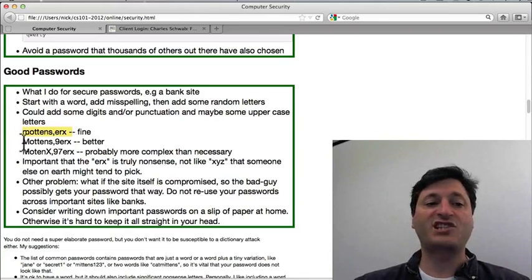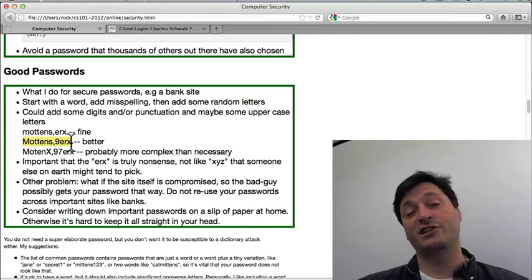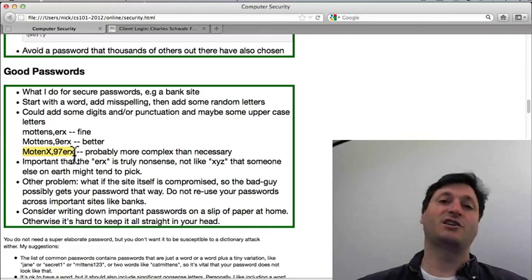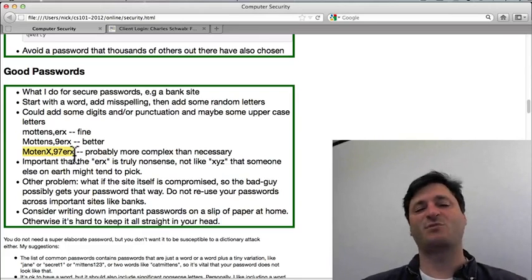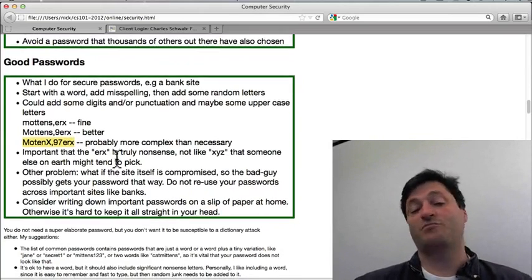If you want to get a little more fancy, you could start adding some uppercase letters, or maybe put a digit in there. A lot of sites require digits. Or if we want to really go over the top, we could have multiple uppercase and lowercase letters and multiple digits and punctuation, whatever. That's probably more complicated than is necessary. So those are pretty good passwords.